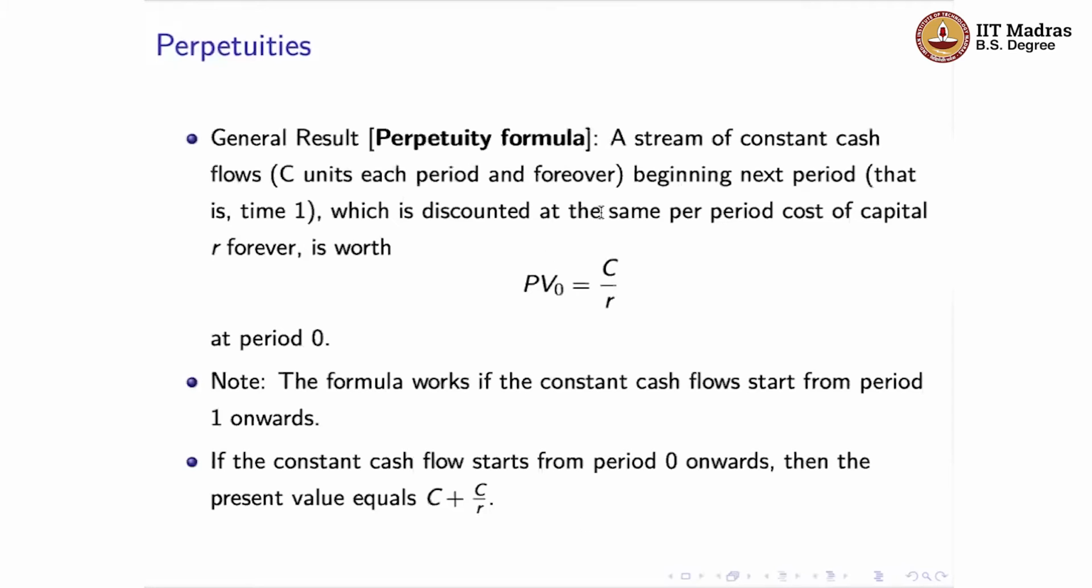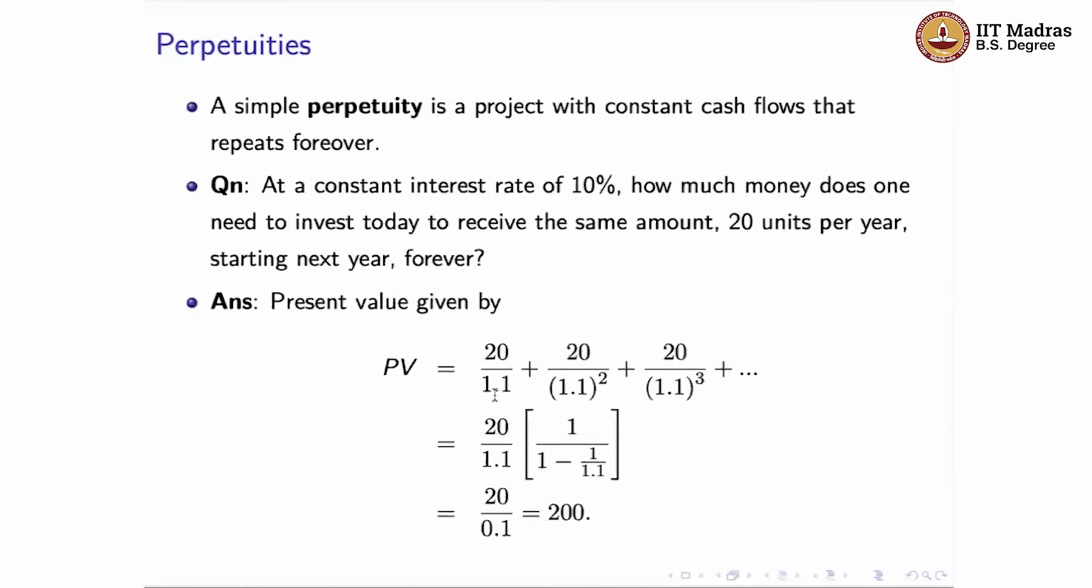And we can state the general result here, right? So imagine that you have a stream of constant cash flows equal to C, which begins from next period onwards, and every period it's going to give you C, okay? And imagine that the interest rate, or the per period cost of capital, is R, and it's going to remain at R forever. Then the value of this stream of constant cash flows is going to be equal to C by R, right? How do we get this number? Basically, again, it's exactly the same idea as you had here.